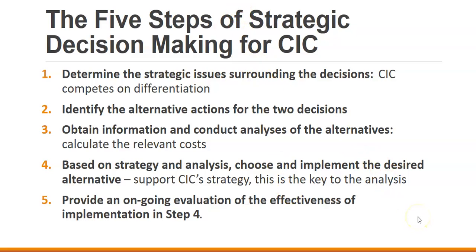So we look at the 5 steps of strategic decision making that we introduced in chapter 1. So first, what's the strategic issue around our decisions? Well, we operate on differentiation. We identify the alternate actions for the 2 decisions, which we looked at in that table. How much does it cost to make versus how much does it cost to buy? We calculated the relevant costs, we collected data and information, and then choose and implement the desired alternative.